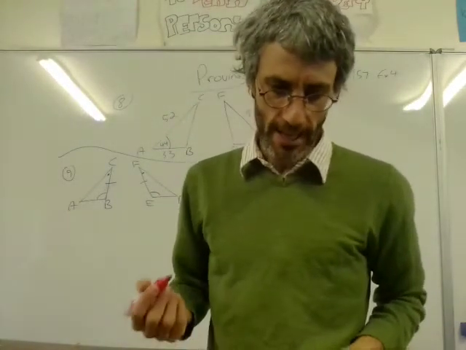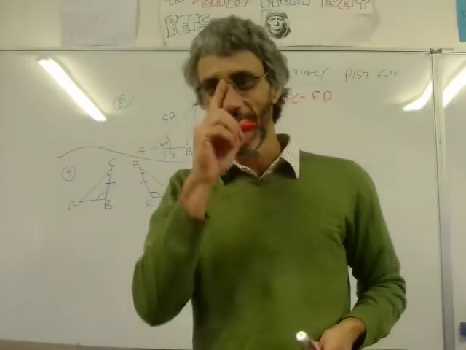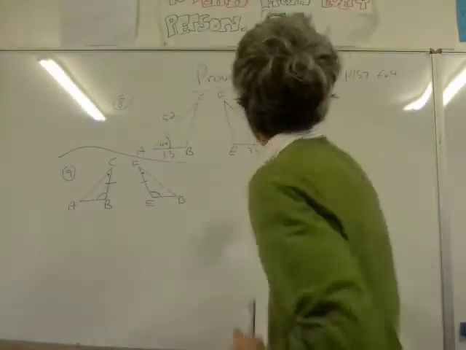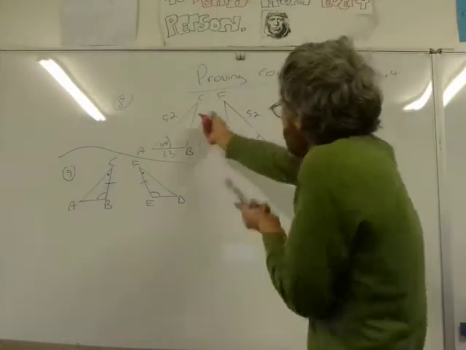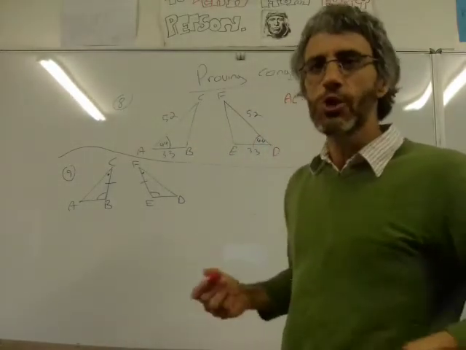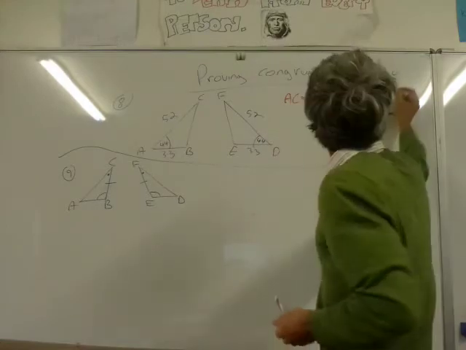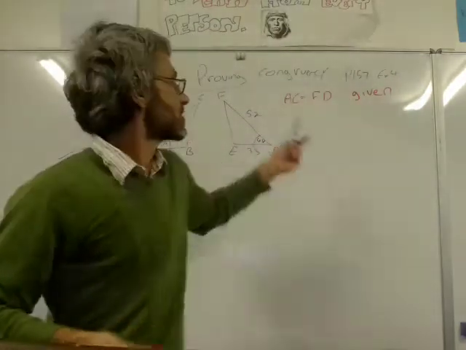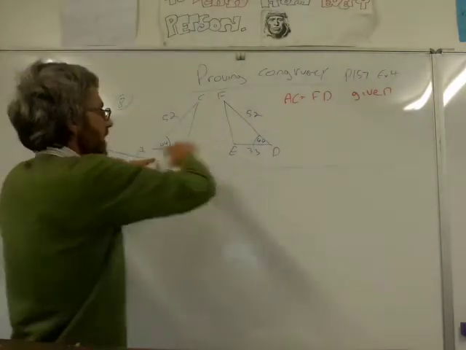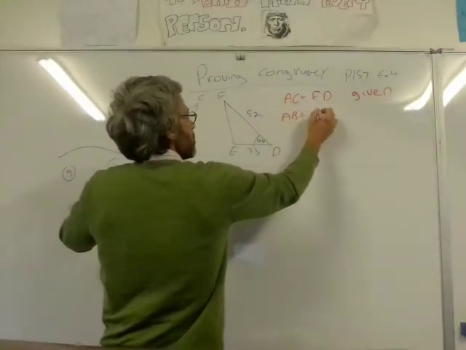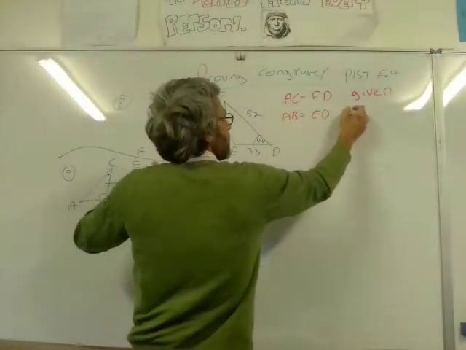Now, anything in geometry, we have to give a reason. So how do I know that they're equal? Oh, I can see this is 52, this is 52. So what's the reason? Given. Yeah, I just say given. Okay, this is given. They tell you this is 52, this is 52. Next thing, AB equals ED. Again, given.